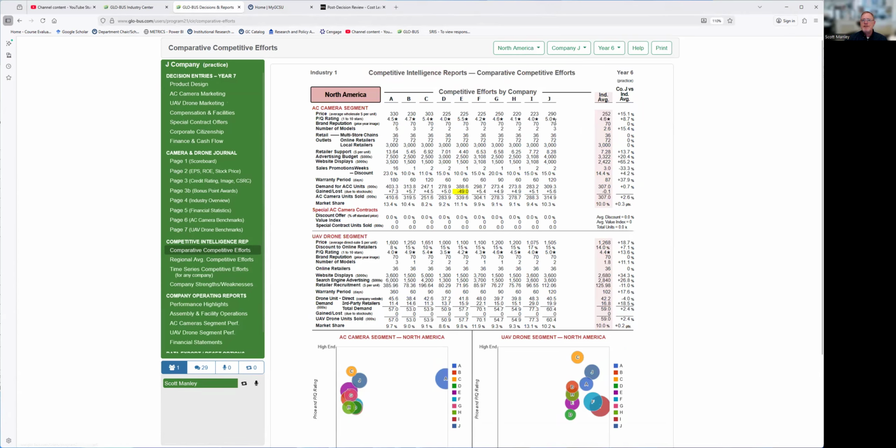If you look at company J, we had a 5-star camera and a 5-star drone, and we got out differentiated. Company C made a 5.4-star product, and company E made a 5.5-star product. So we got out differentiated by two competitors.